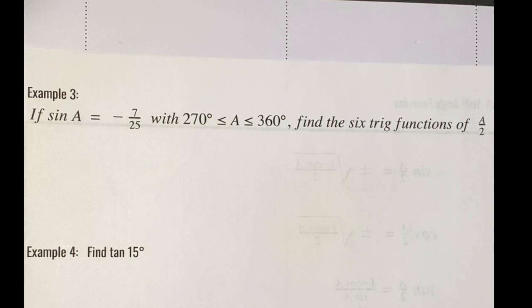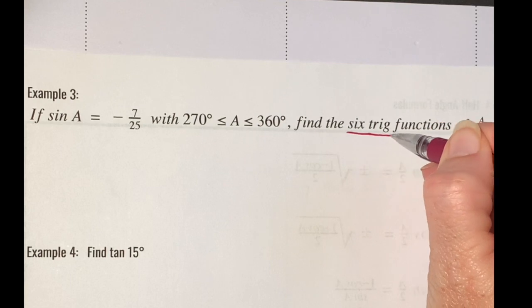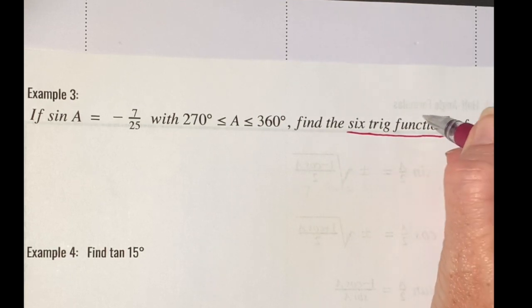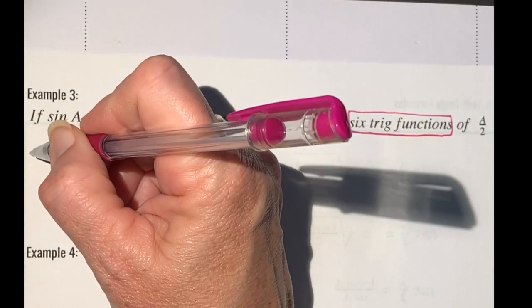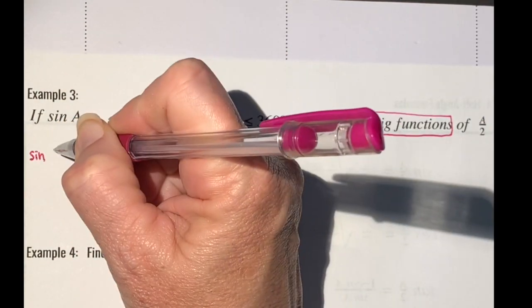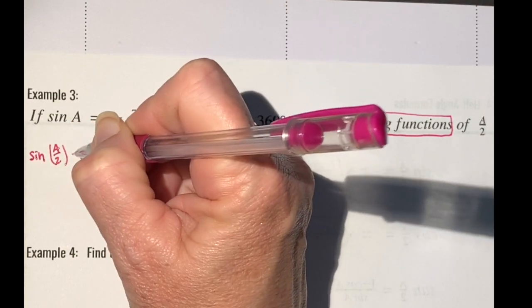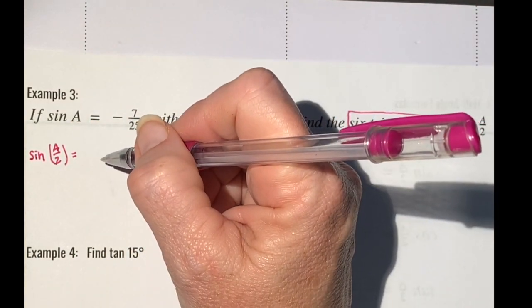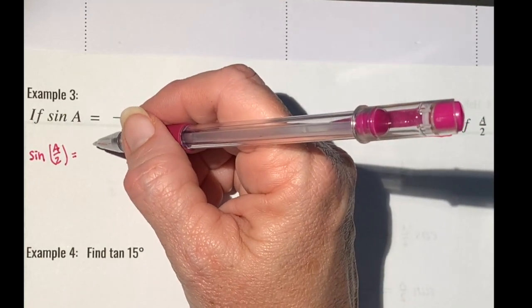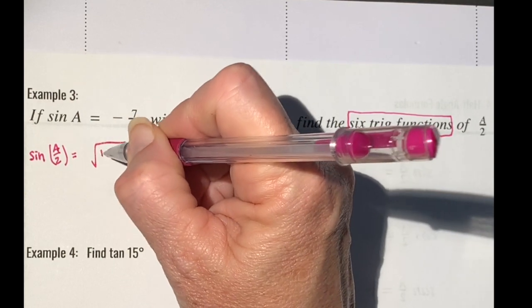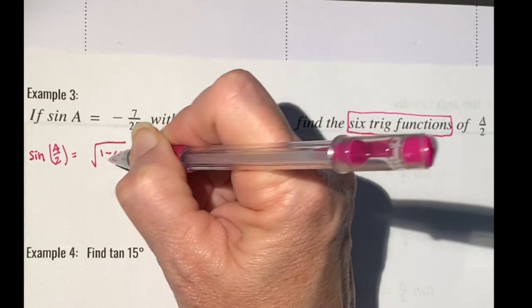All right, so this is very similar to the previous problem. It does ask me to find all 6 trig functions, but remember that once I find the first 3, all I have to do is reciprocate those, and I'll have the other 3. So let me start again. Sine of A over 2 is equal to, I'm not going to put the sign there yet. We'll figure out based on the quadrant whether it's positive or negative in just a moment. Square root of 1 minus cosine A divided by 2.